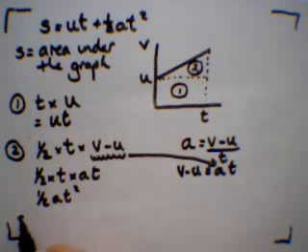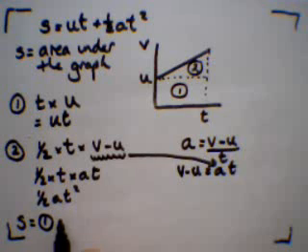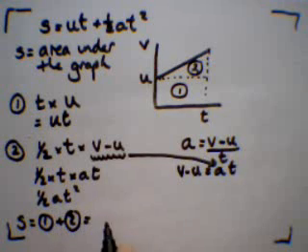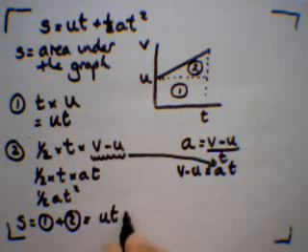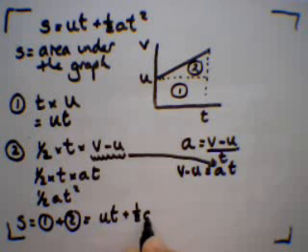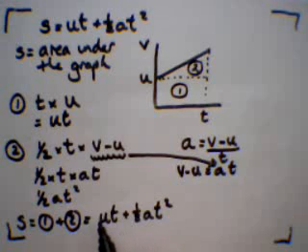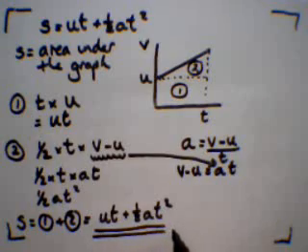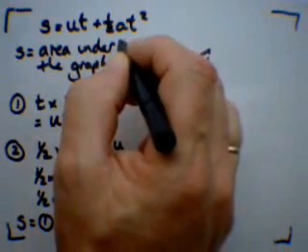So the total displacement s equals area 1 plus area 2 equals ut plus a half a t squared. s equals ut plus a half a t squared. That is what we started out to show.